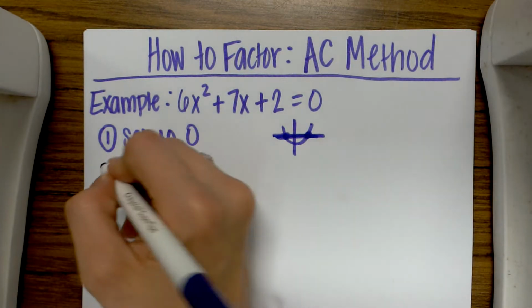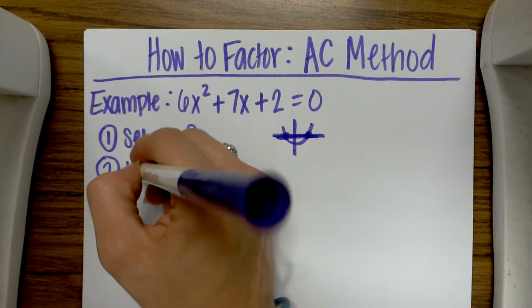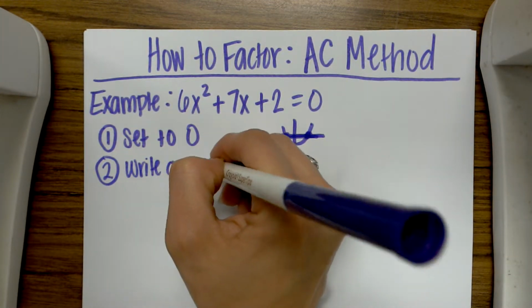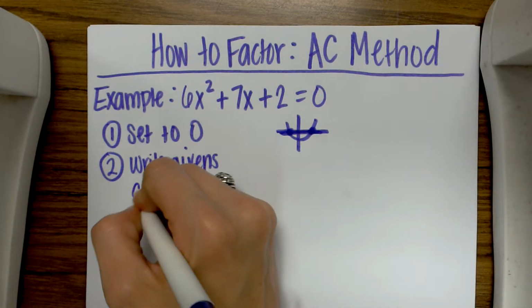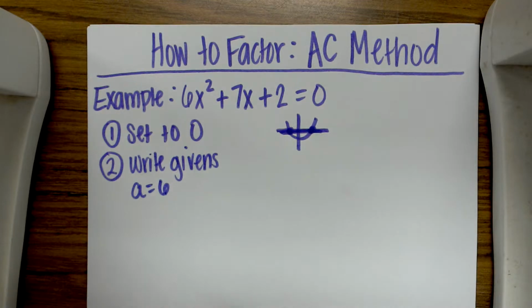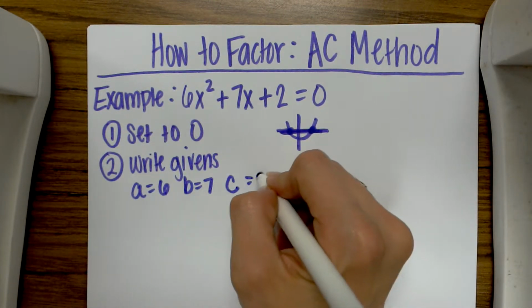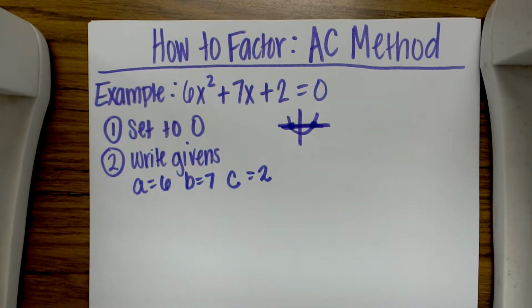Okay, step 2 is to write our givens. So write givens. Okay, so what are our givens? We have a to be 6, b to be 7, and c to be 2. Okay, so we wrote our givens, awesome.